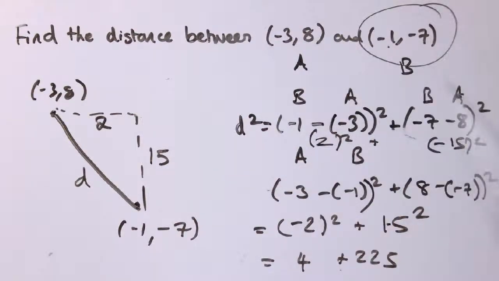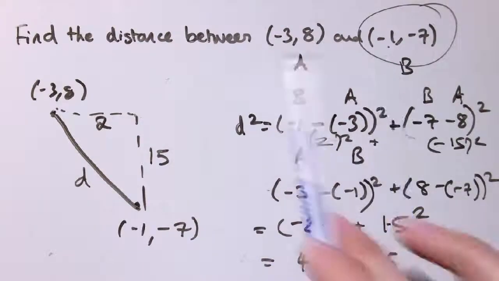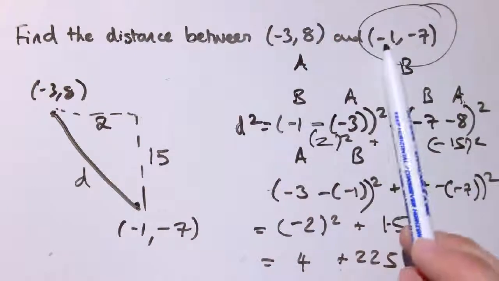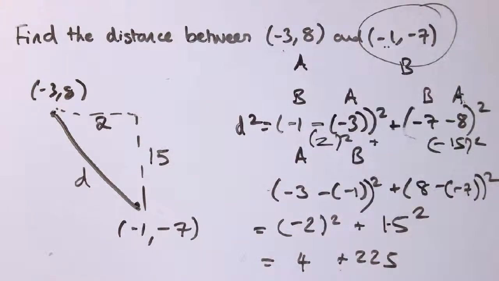In the sense that you have to take the difference of the x coordinates and the difference of the y coordinates. It doesn't really matter, of course, if you did b and a, and then a and b here. I would just get 2 squared plus 15 squared. That would be the same thing. As long as you're taking the difference between the x coordinates and the difference between the y coordinates, squaring, adding them together, and taking the square root, you'll get that.